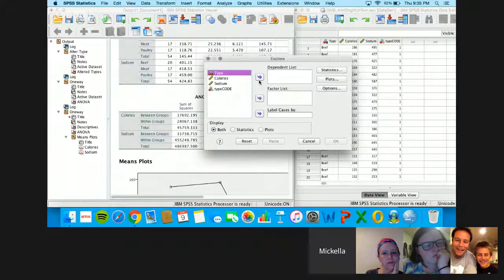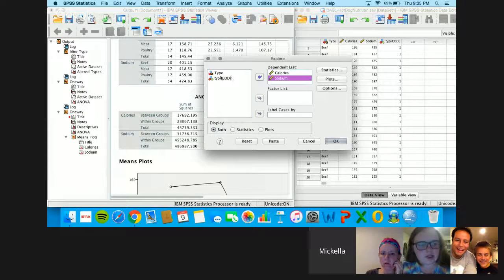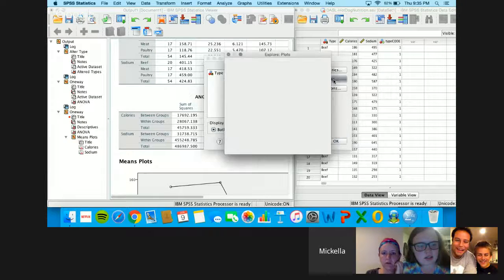QQ plots? Let's do that again. Dependent list was Calories and sodium. And then factors type code. And then click plots and click normal. Sorry, factor list is factor, but what do you do with type? Don't do anything with it. Okay.